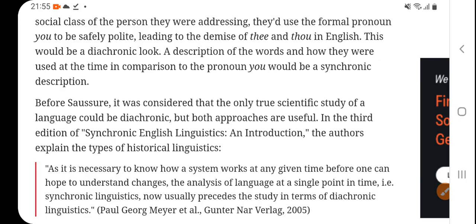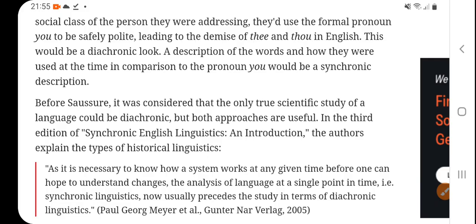This would be a diachronic look, but a description of words and how they were used at the time would be a detail of words and their exchange or replacement. This is the study of diachronic linguistics.